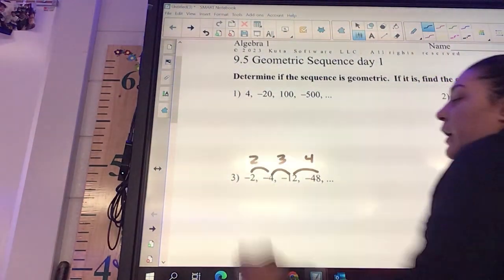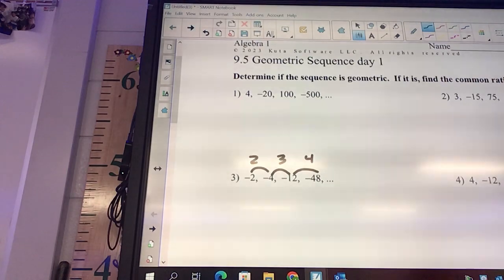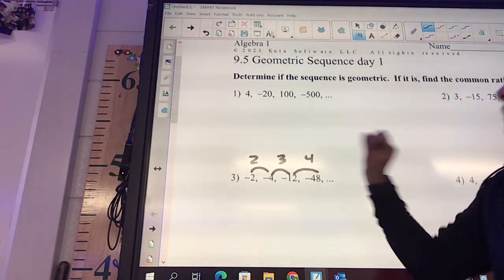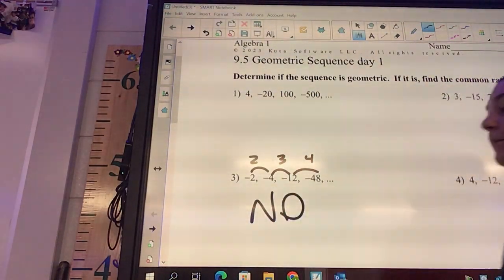3. What is 4 divided by 2? 2. Now that looks like it's going up by 1 each time. A geometric sequence needs to be multiplied by the same number every time. So it would have to be times 2, then times 2, then times 2. So this is not a sequence. So that's going to be a no.